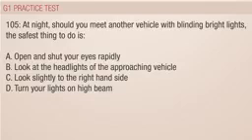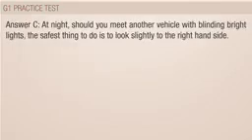Question 105. At night, should you meet another vehicle with blinding bright lights, the safest thing to do is A. Open and shut your eyes rapidly. B. Look at the headlights of the approaching vehicle. C. Look slightly to the right-hand side. D. Turn your lights on high beam. Answer C. At night, should you meet another vehicle with blinding bright lights, the safest thing to do is to look slightly to the right-hand side.